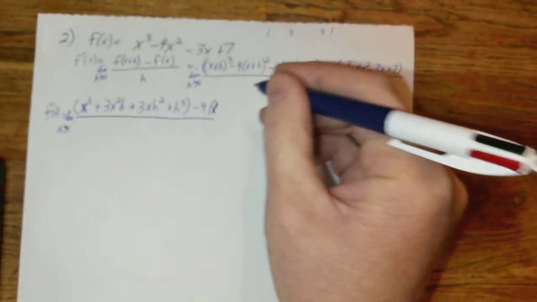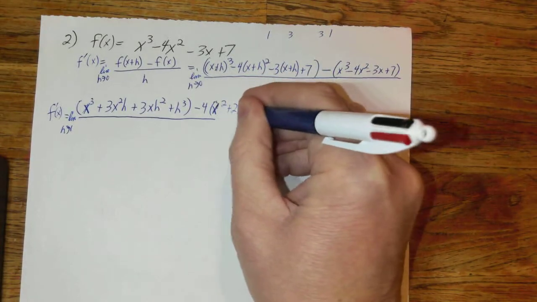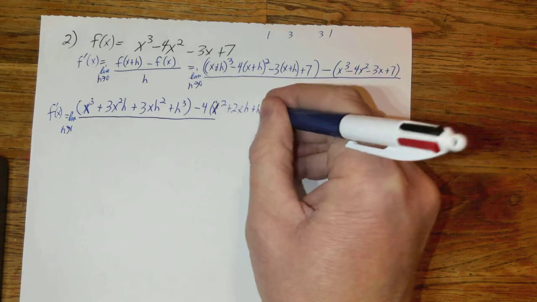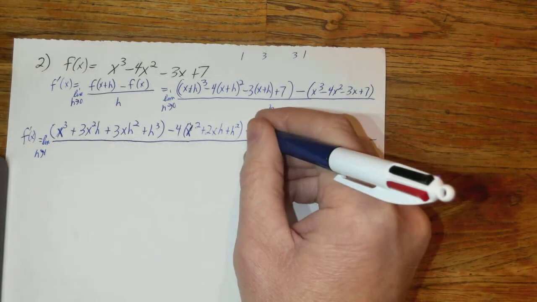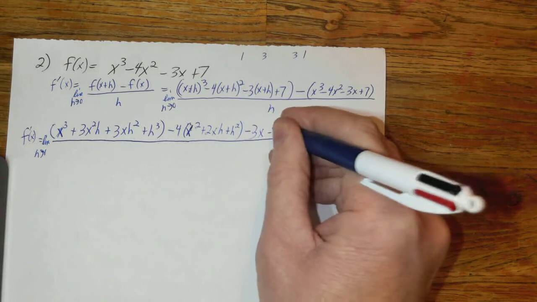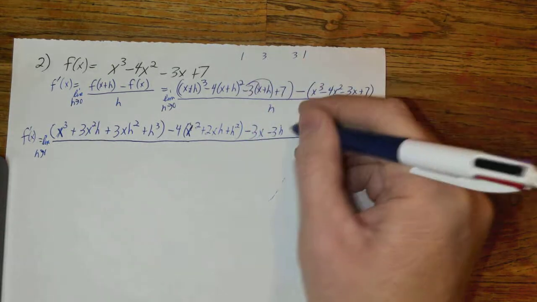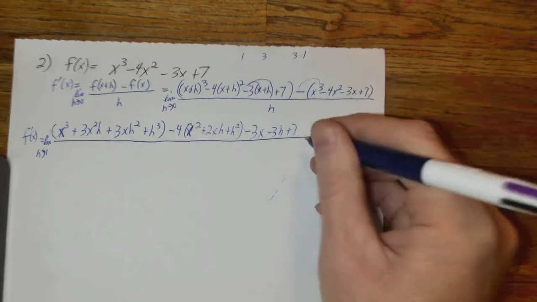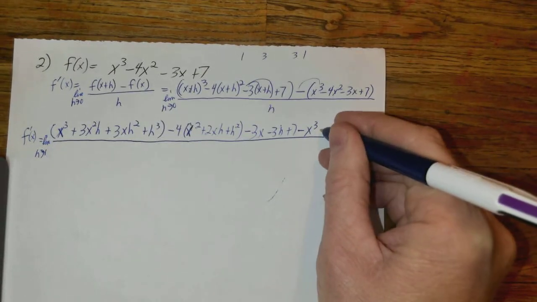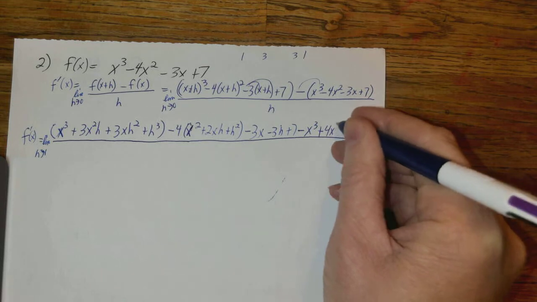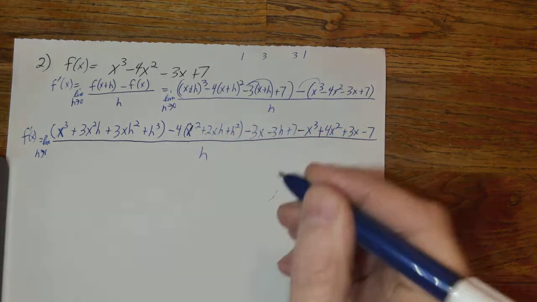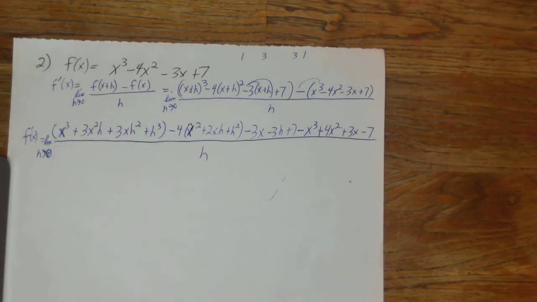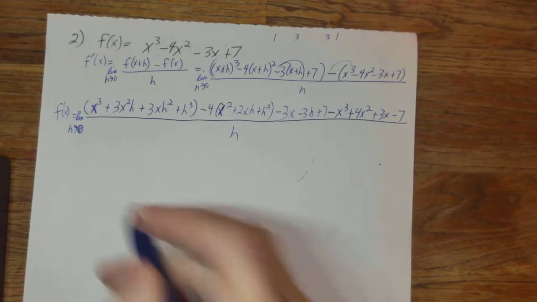There's something under my paper here that's throwing me off. x squared plus 2xh plus h squared minus 3x minus 3h. I'm just going to go ahead and distribute that. And then plus 7, and then distribute the minus. I got negative x cubed plus 4x squared plus 3x, and then minus 7. That's all over h.